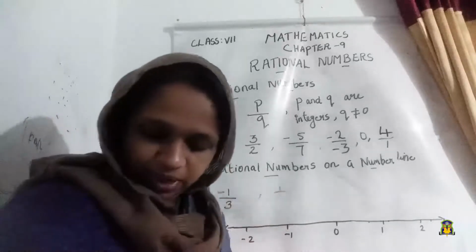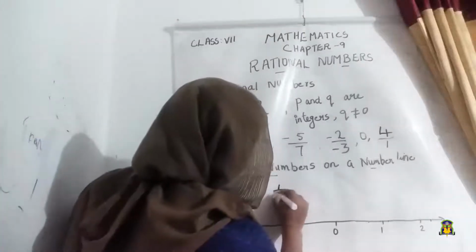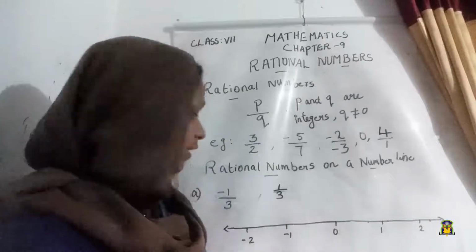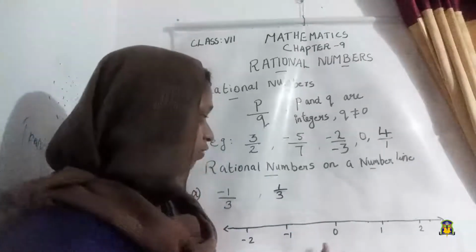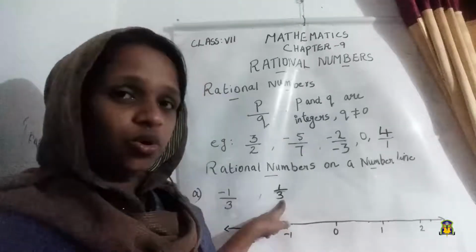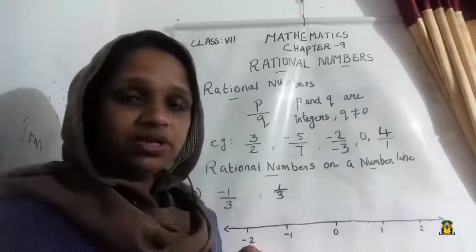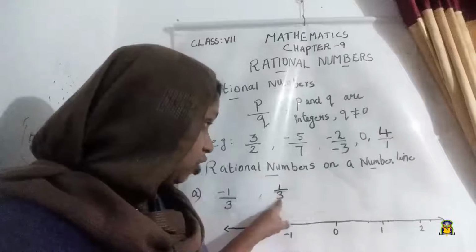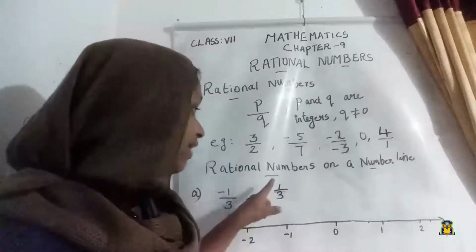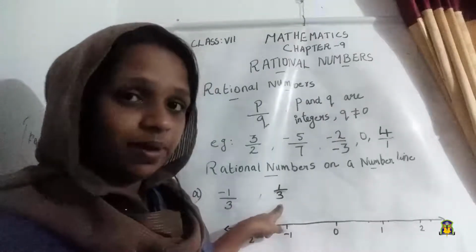If we draw 1 by 3, if we want to plot 1 by 3, first we can consider 1 by 3. So how can we plot this? Here the denominator is 3, no? That means we can divide it into 3 equal parts. If the denominator is 3, we divide it into 3 equal parts. Then one part out of 3 equal parts, that is 1 by 3.